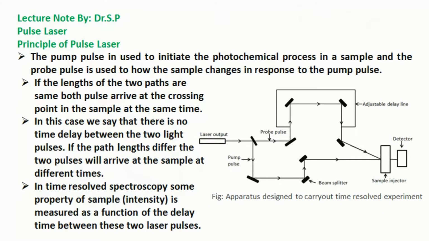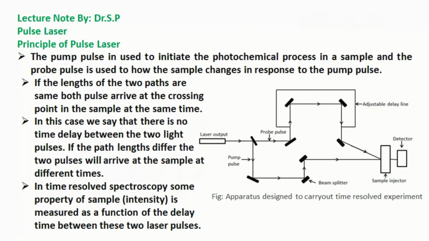The pump pulse is used to initiate the photochemical process in a sample, and the probe pulse is used to see how the sample changes in response to the pump pulse. If the lengths of the two paths are the same, both pulses arrive at the crossing point in the sample at the same time. In this case we say that there is no time delay between the two light pulses. If the path lengths differ, the two pulses will arrive at the sample at different times. In time-resolved spectroscopy, some property of the sample, that means intensity, is measured as a function of the delay time between these two laser pulses.